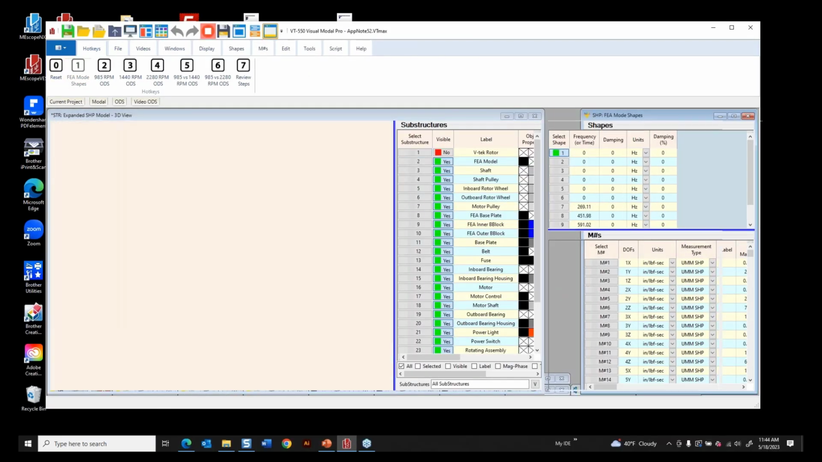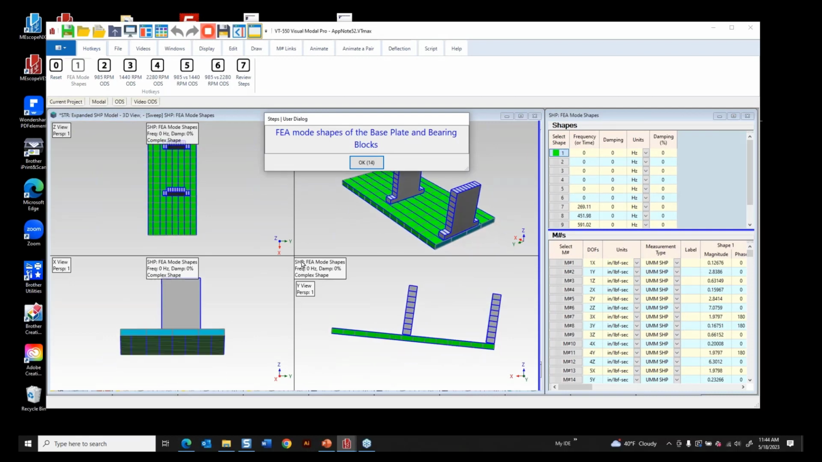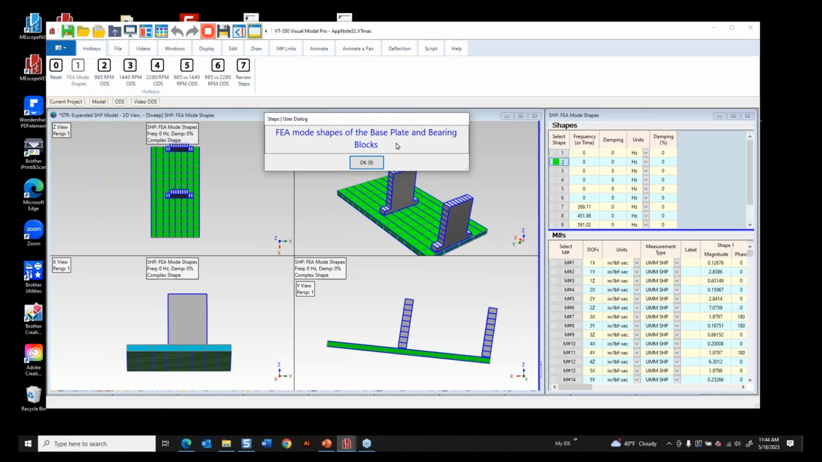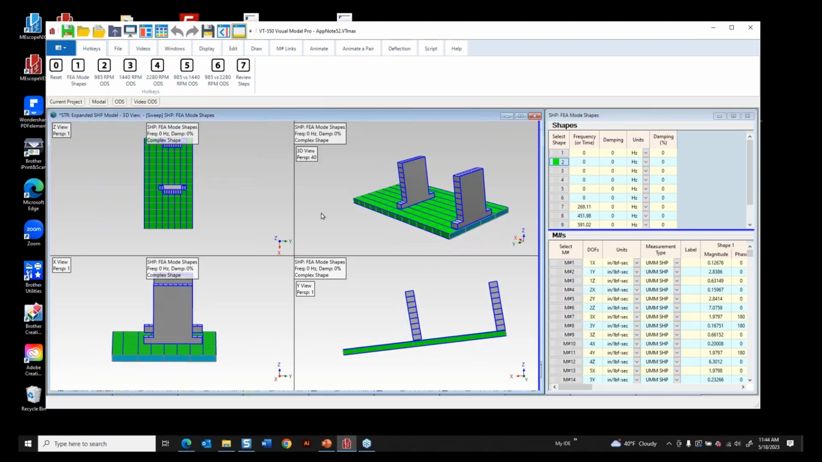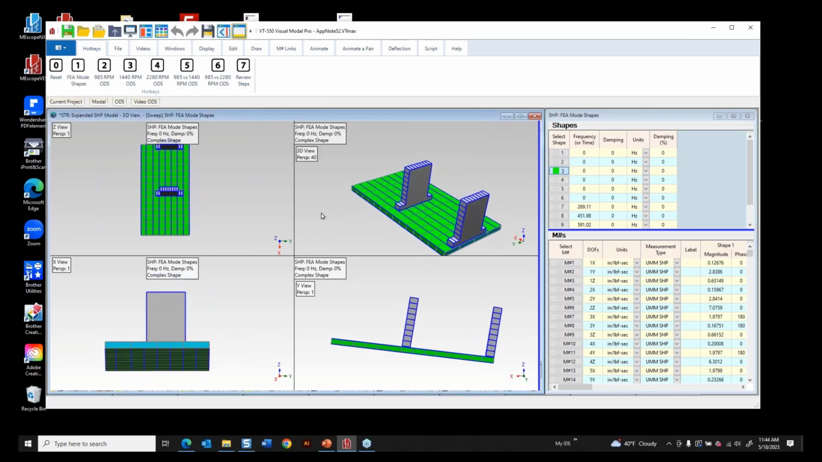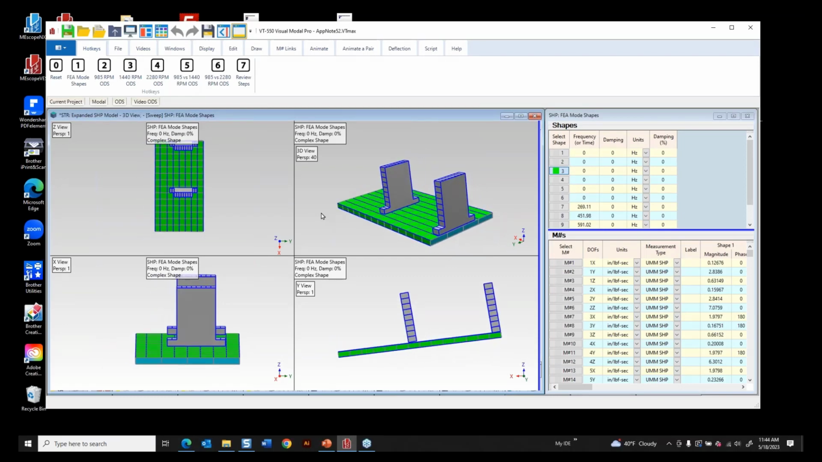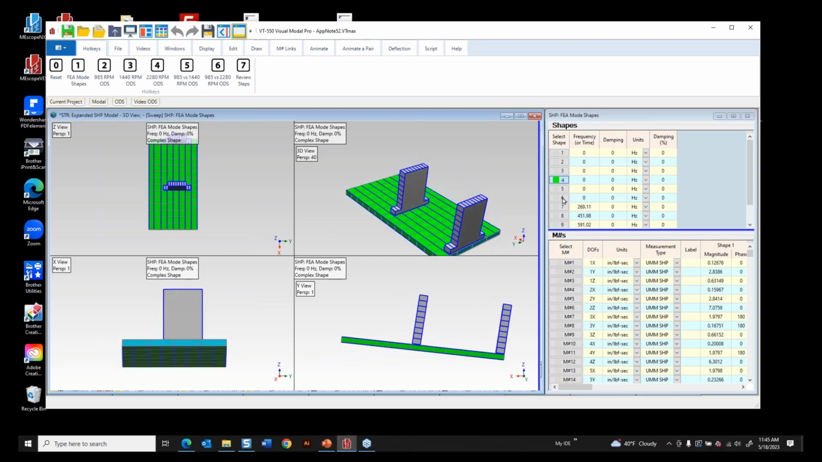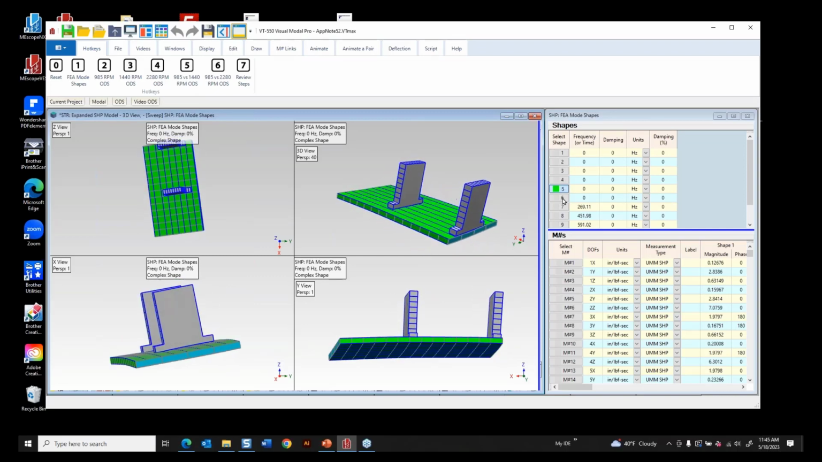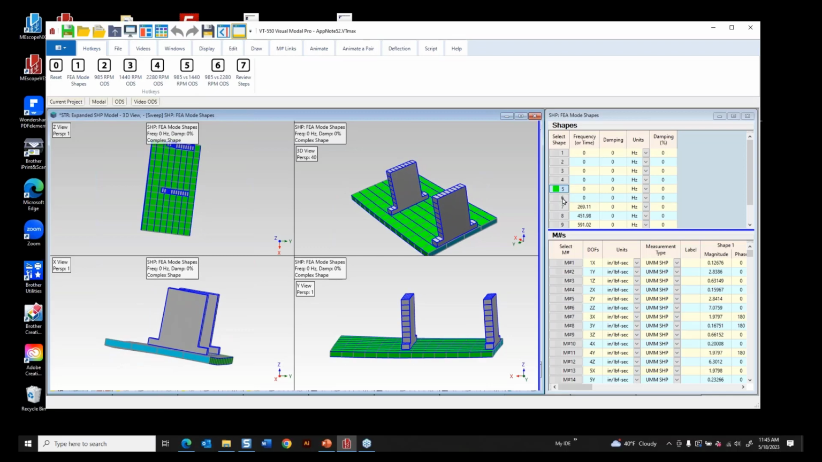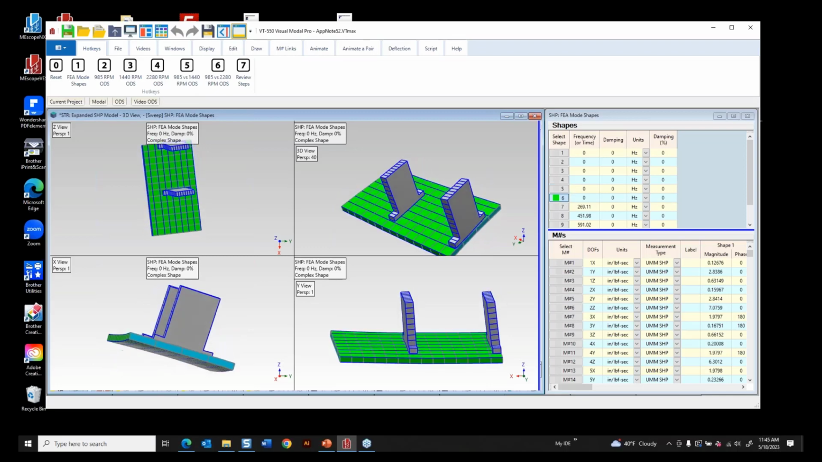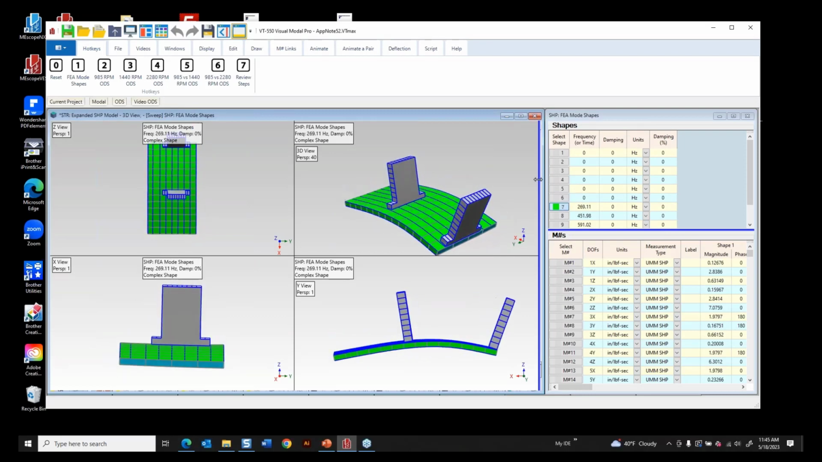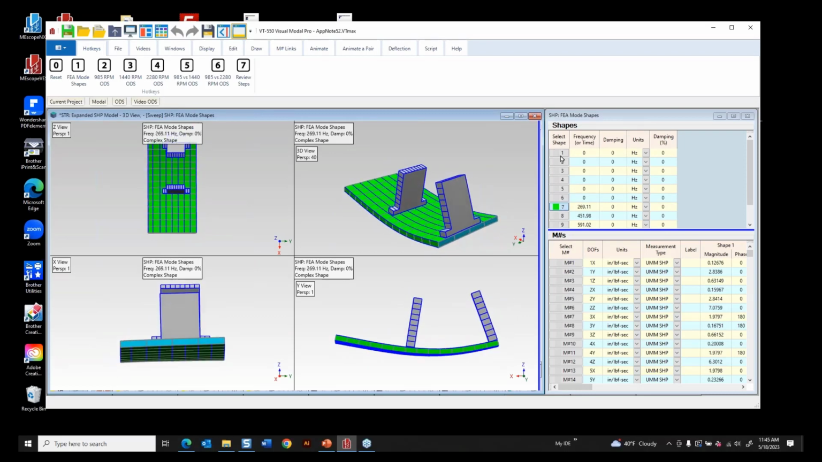It says FEA mode shapes. So this has just executed a whole bunch of commands in MEscope to rearrange the windows and show us the mode shapes of the base plate and the bearing blocks. So the first 6 modes are what we call rigid body modes. This is just a body in space with no boundary conditions. And it's got 6 modes of vibration. They're called rigid body modes. 3 of them are rotation and 3 of them are translation.